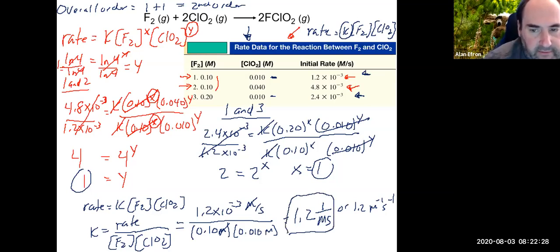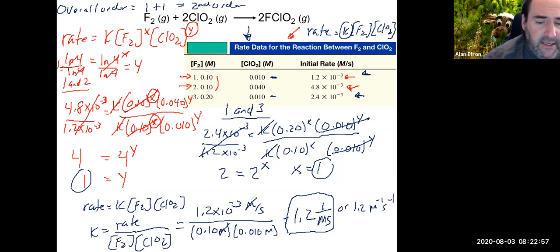So this is an example of how we could use the experimental information that's typically given to us in these kinetics problems, which is just a table. You have some concentrations, you have some rates, and using the information in the table, figure out the orders for each of the reactants. Once you figure out the orders for each reactant, you'll have the completed rate law, and then you can use the completed rate law to figure out the value of the rate constant.